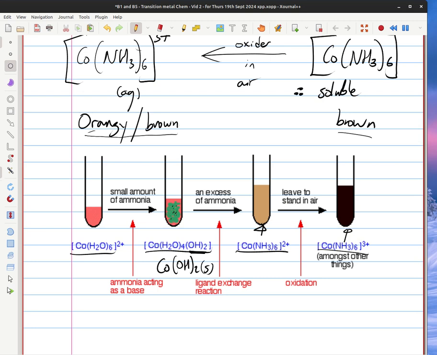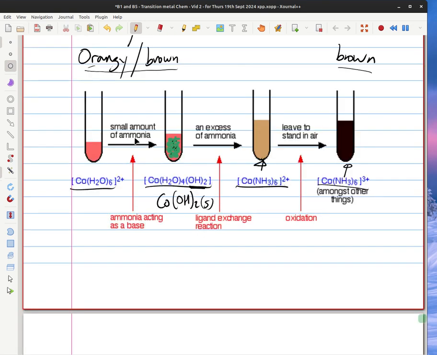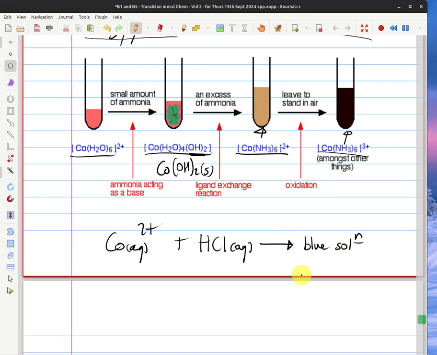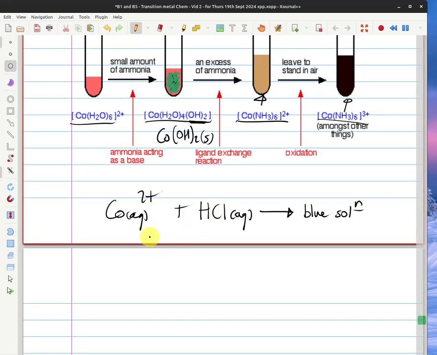Okay, right, we've only got the chloride left. So cobalt aqua 2+, and HCl. Again, we can use aqueous or conc. This will give a blue solution. And actually it's very temperature sensitive.